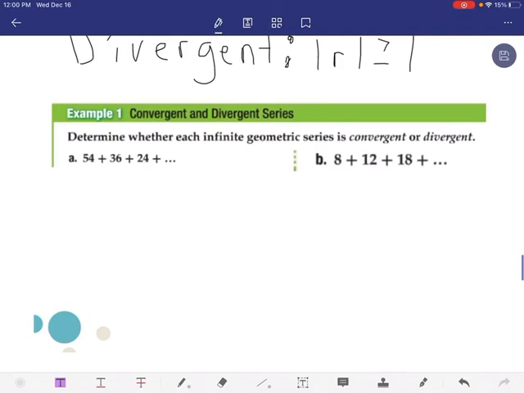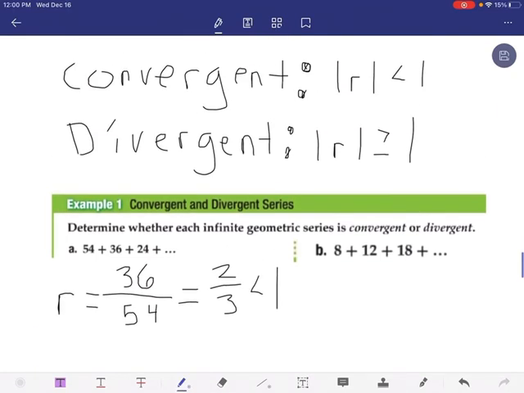So we need to find our R value in order to be able to tell if it's going to be convergent or not. And remember that we can find our R value by taking two of our terms and dividing them. So in this case, I have 36 divided by 54. If we were to reduce that fraction, we get 2/3. Notice that 2/3 is less than 1, which from our rule above tells us that this series is going to be convergent.